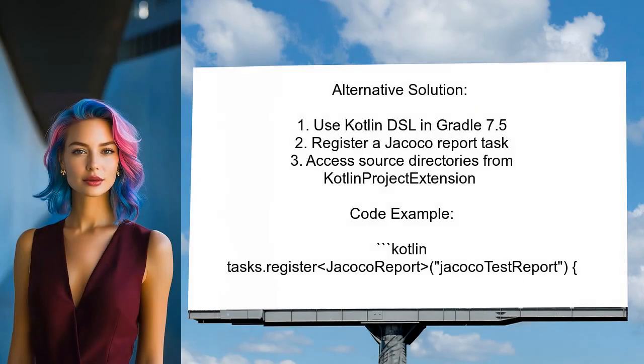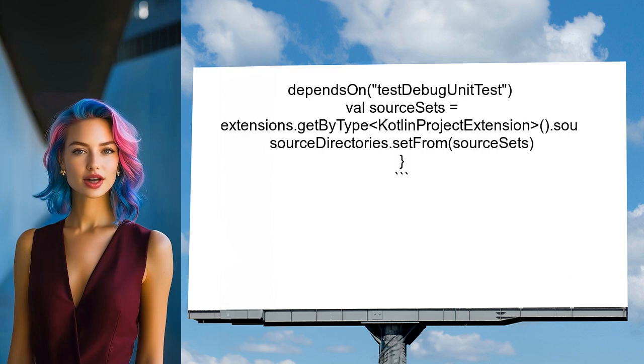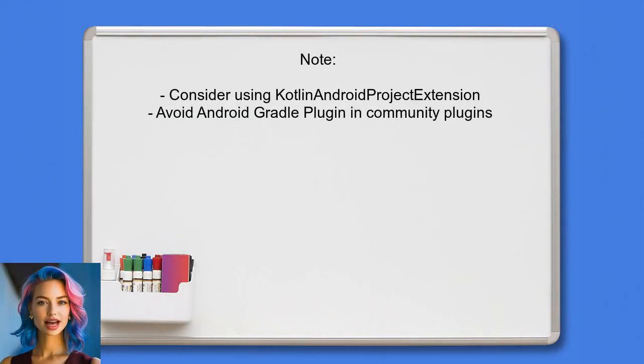An alternative approach from another user suggests using the Kotlin DSL in Gradle 7.5. They recommend registering a Jacoco report task that depends on the test debug unit test task. You can access the source directories by getting the source sets from the Kotlin project extension. Additionally, they mention that besides the Java plugin extension, there is also a Kotlin Android project extension, which could help you avoid using the Android Gradle plugin in community plugins.